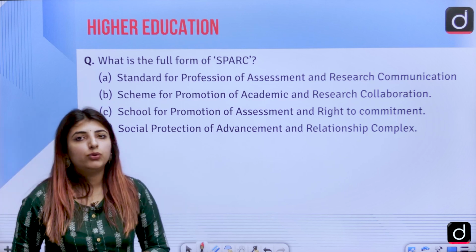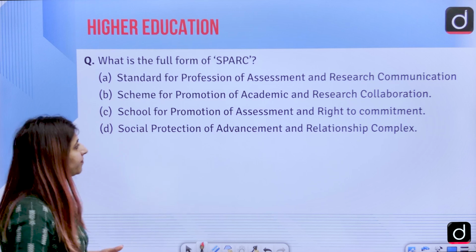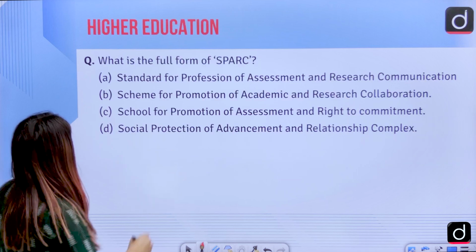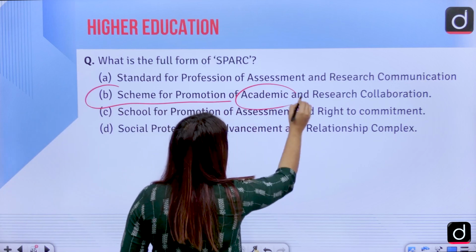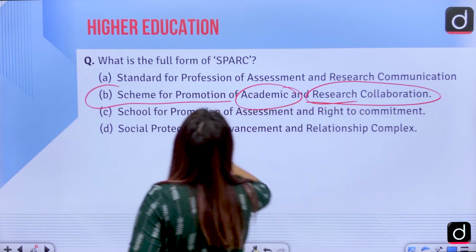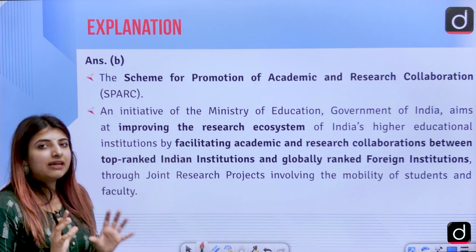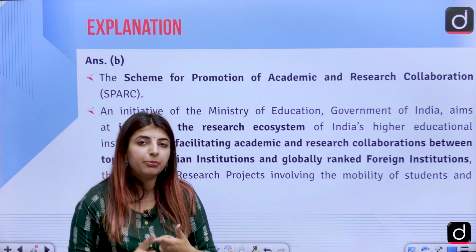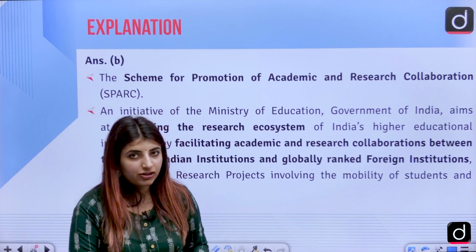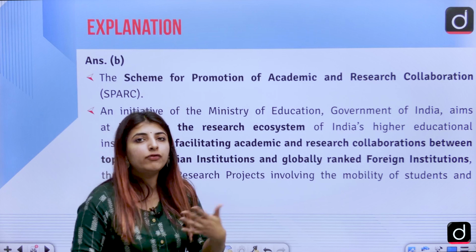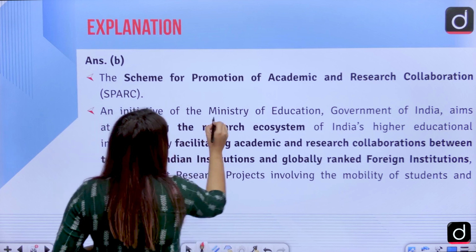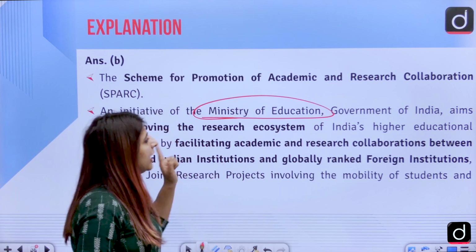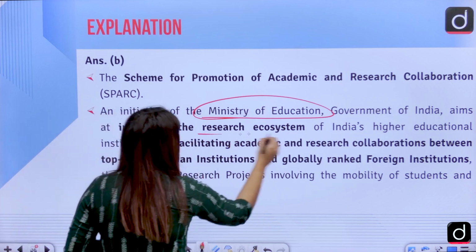The next question that I have for you is, what is the full form of SPARK? This is a scheme which was launched, right? So the answer to this question is option B. Scheme for promotion of academic and research collaboration, right? So basically, it is something which has been launched just to innovate certain things and collaborate with people who are abroad. The organizations, the experts who are from the foreign countries, right? Developed by the Ministry of Education, which was previously known as MHRD, aims at improving the research ecosystem.